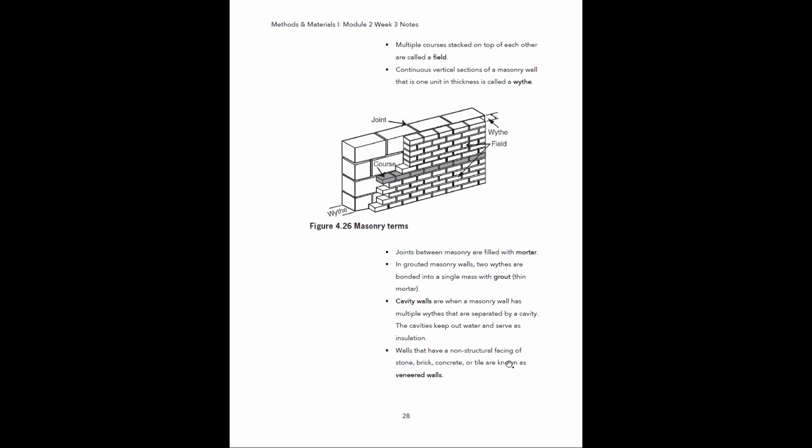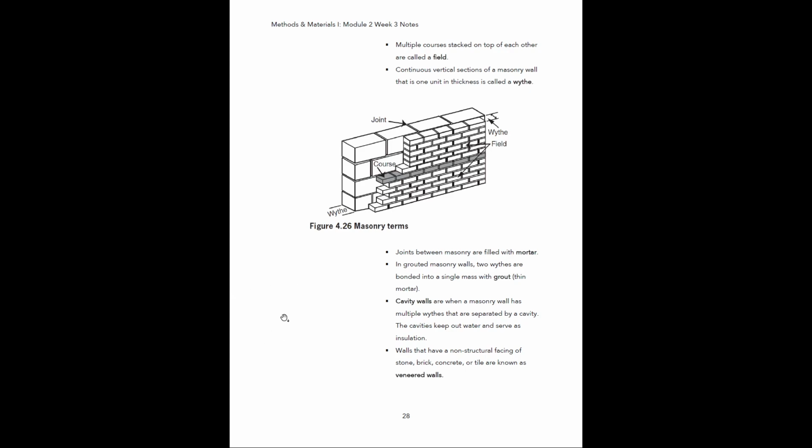Walls that have non-structural facing of stone, brick, concrete, or tile are known as veneer walls. A veneer is basically a general term for something that's applied cosmetically over top of something else. So, for example, you could have wood veneers.